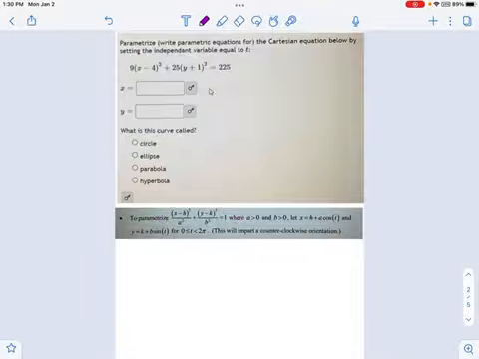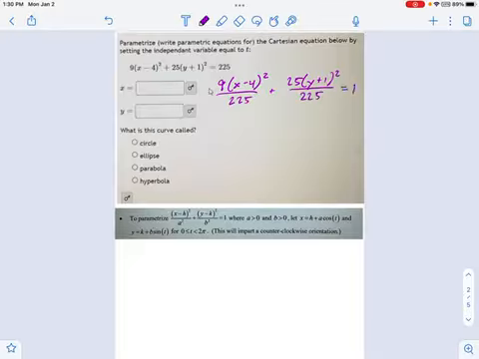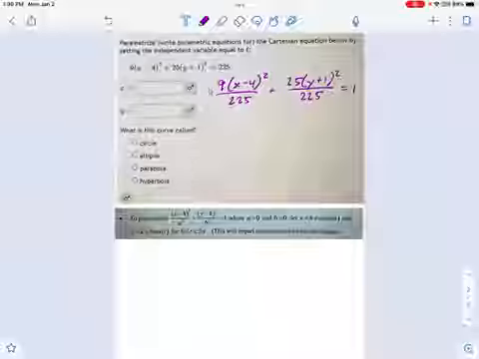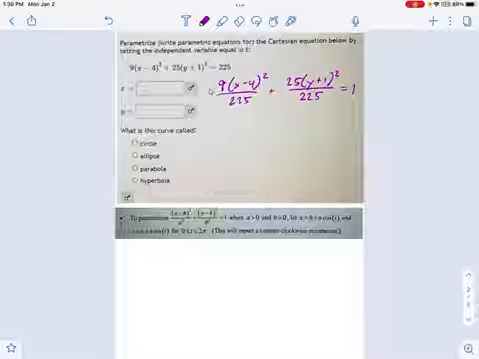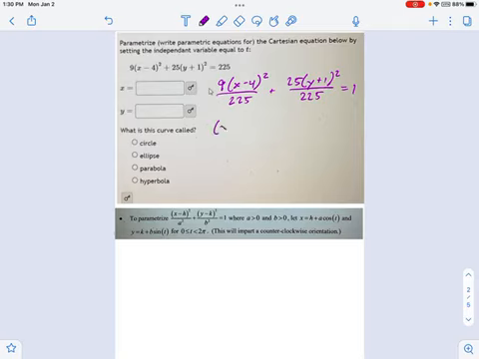I need to divide both sides by 225 first, because I want that 1 right here. So I have 9(x minus 4) squared over 225 plus 25(y plus 1) squared over 225 equals 1. Now I can simplify that a bit. 9 over 225: I know 225 is divisible by 9 because 2, 2, and 5 add up to 9. I just can't quite remember what it is. 225 divided by 9 is 25.